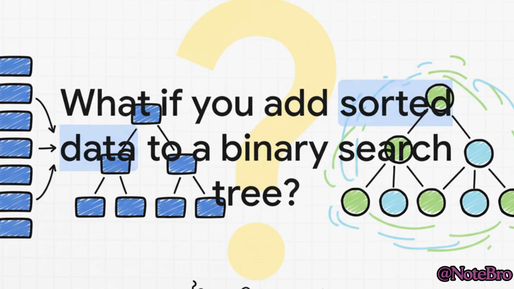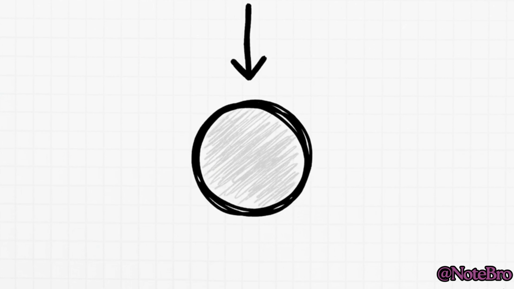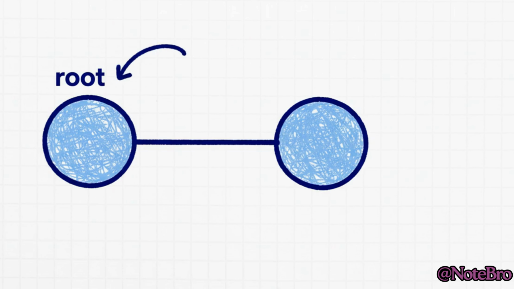Okay, let's look at a really common scenario, something programmers run into all the time. What happens if you try to feed it data that's already sorted, like, say, an alphabetized list of names? All right, let's build this thing out. So first, in goes Alice. She's our root, our starting point. No problem yet. Then comes Bob. Okay, B is greater than A, so based on our rules, he has to go to the right. You can probably see where this is going.